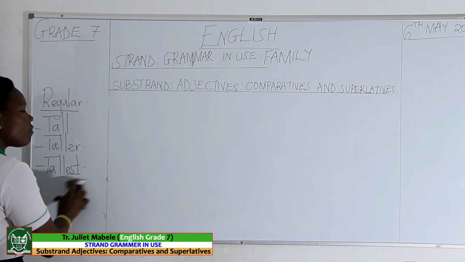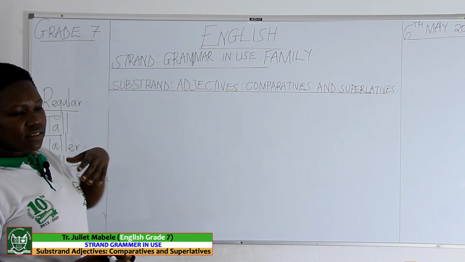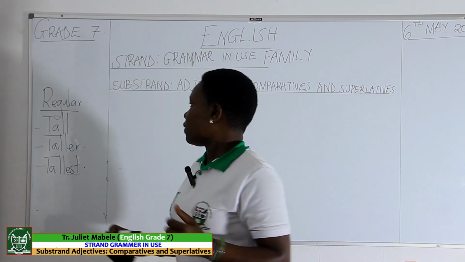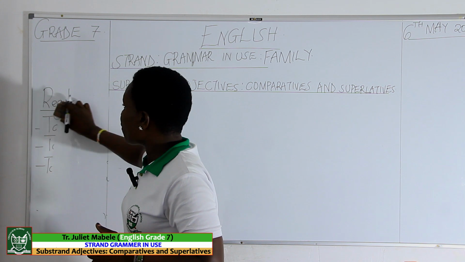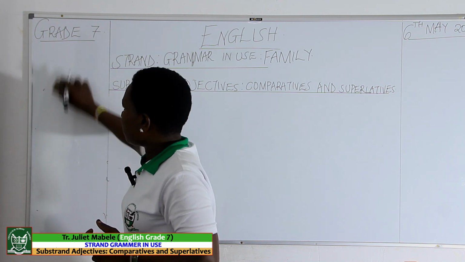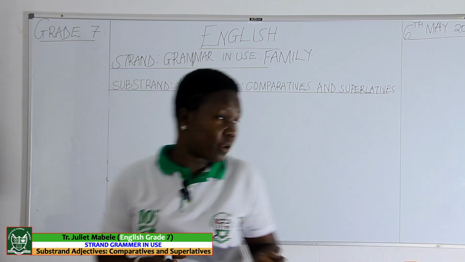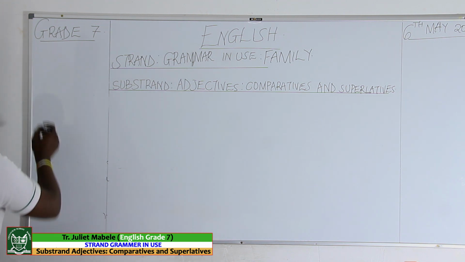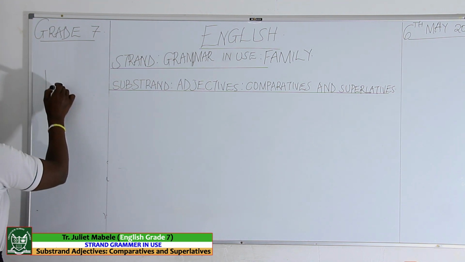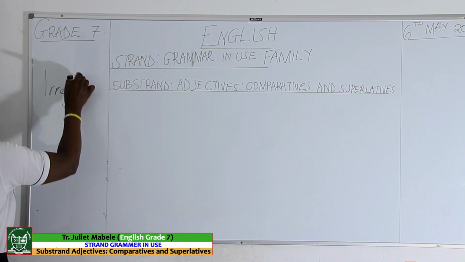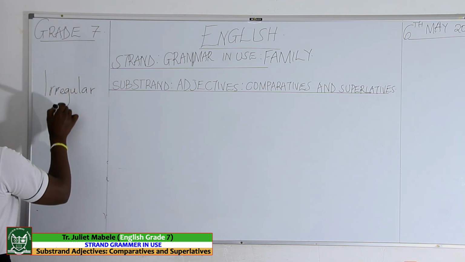We have more examples, for example big and small. Those are examples of regular adjectives. I'm just giving a recap of the previous lesson. I know that you can remember this. I'm also going to give an example of irregular adjectives.